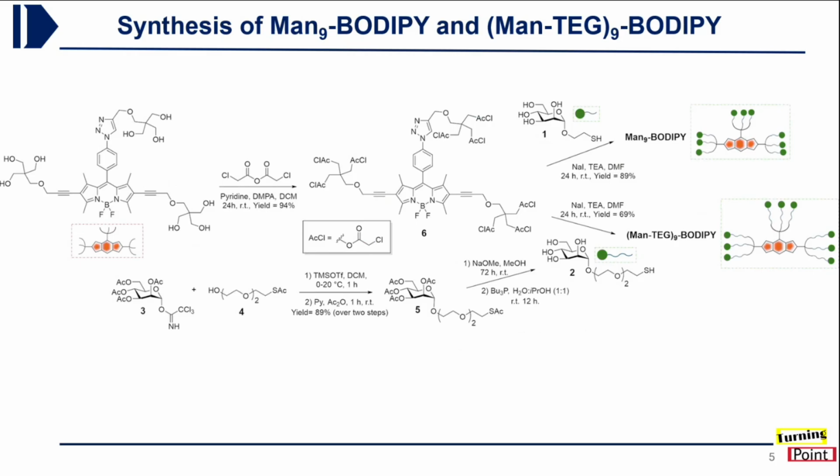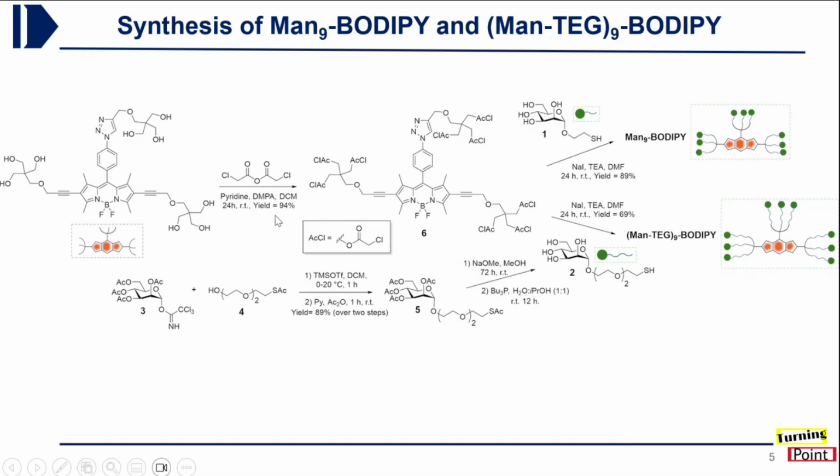Now, let's discuss the synthesis of man9 BODIPY and man tetraethylene glycol BODIPY. First they started with the tris BODIPY OH. In the presence of pyridine, they used chloroacetic anhydride in pyridine, DMAP and DCM for 24 hours. They got compound 6. Further, with this compound 6, they did the substitution reaction with compound 1 in the presence of sodium iodide, triethylamine, and DMF. They got the final compound, man9 BODIPY.